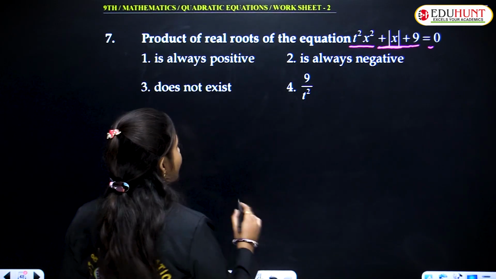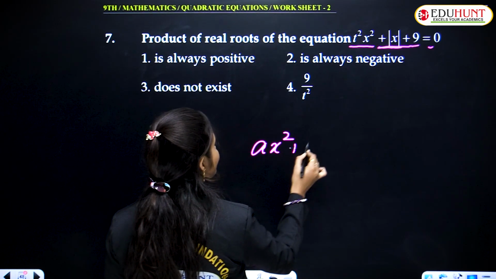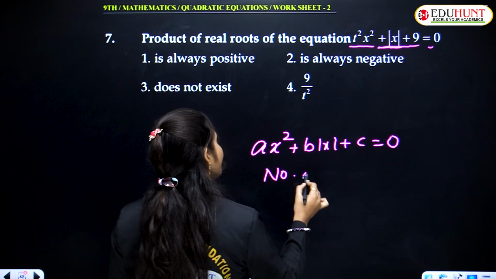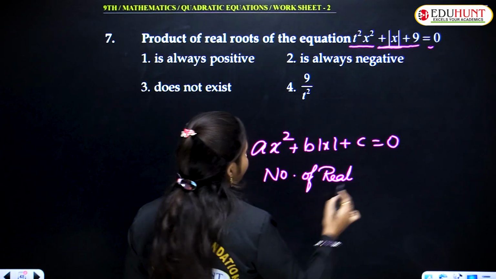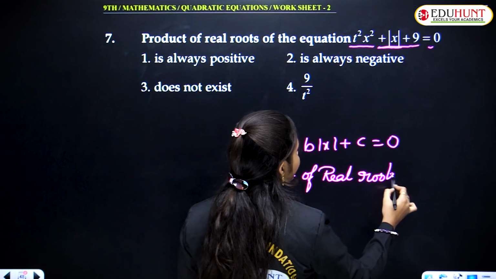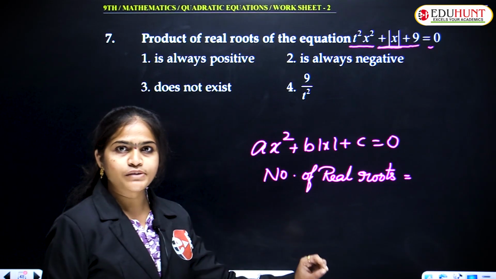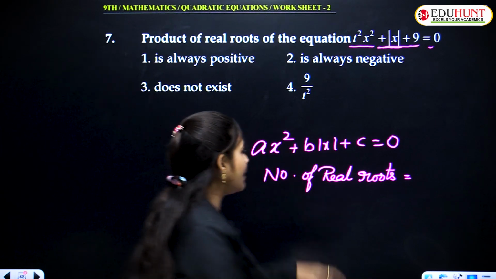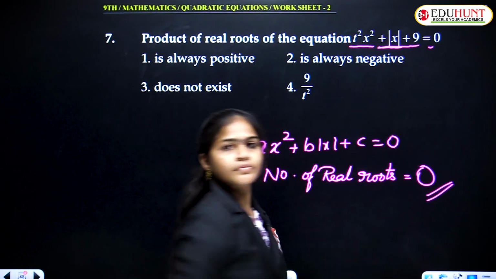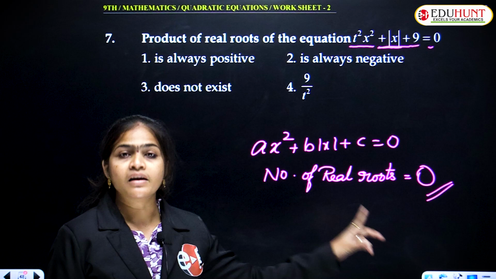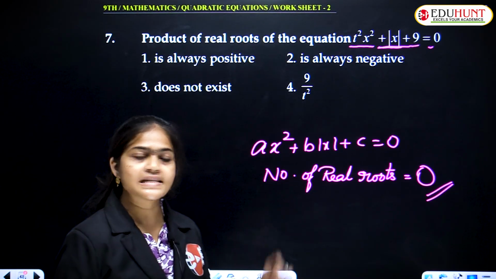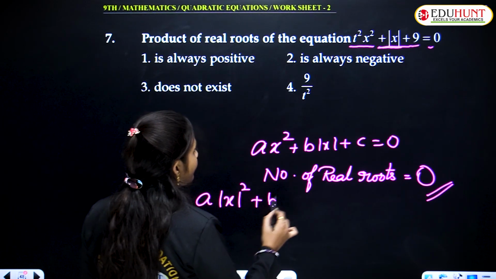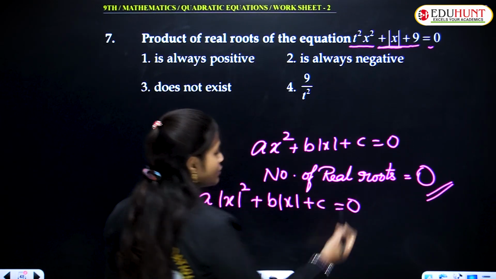But here, what I said: if the equation is in the form of a x square plus b mod x plus c is equal to 0, then the number of real roots, we already derived this one. So how many real roots will be formed here? If the equation is in the form of a x square plus b mod x plus c equal to 0, then the number of real roots is 0. In the starting video we discussed this one. Why? Because we can write this equation as a modulus of x whole square plus b modulus of x plus c is equal to 0.